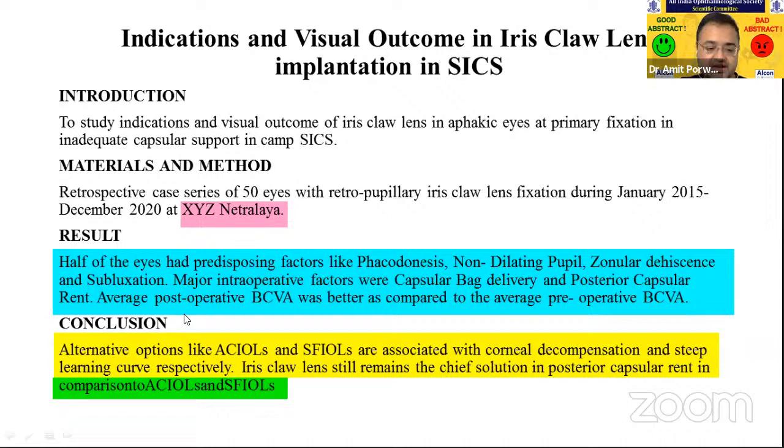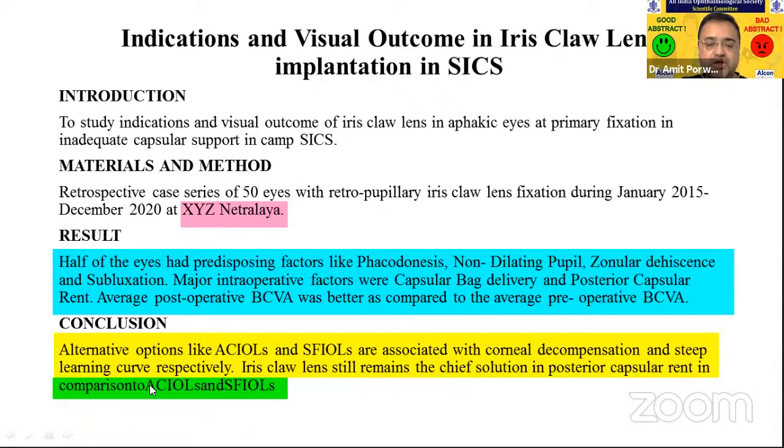The conclusion is different from the aim. So what was the title given? Indication and visual outcome in iris claw lens implantation in SICS. And what is the conclusion? Alternative options like ACIOL and SFIOLs are associated with corneal decompensation and steep learning curve respectively. Iris claw lens still remains the cheap solution in posterior capsular rent in comparison to ACIOLs and SFIOLs. So you are writing one aim and your conclusion is different. This should not be there.